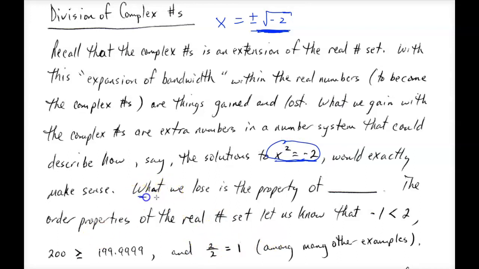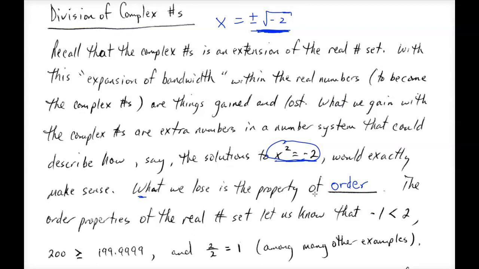But what we're actually losing here is the property of order. Meaning, we know that -1 is a smaller number than 2, or 200 is a number that is greater than or equal to 199.999. And so with complex numbers, because of the rules of algebra, one of those rules is the rule of order, being able to know which element is larger or smaller than the other, or which elements are equal. And we lose that whenever we go up a dimension to the complex numbers.